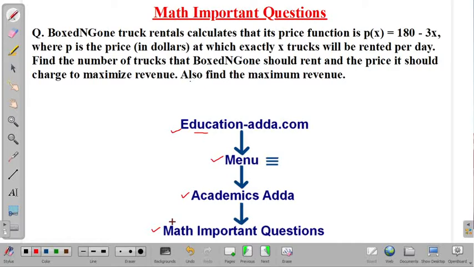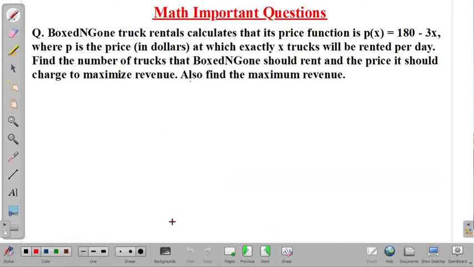Okay. So coming back to the given problem, what is given here? See, in this problem, it is given that Boxed and Gone Truck Rental calculates its price. So a price function is given, and it is given as P(x) equal to 180 minus 3x, where price is in dollars and x is equal to the number of trucks rented per day. Okay, and we have to find the number of trucks that Boxed and Gone should rent and the price at which it should be rented to maximize the revenue. Also find the maximum revenue. Okay, so one by one we will solve.